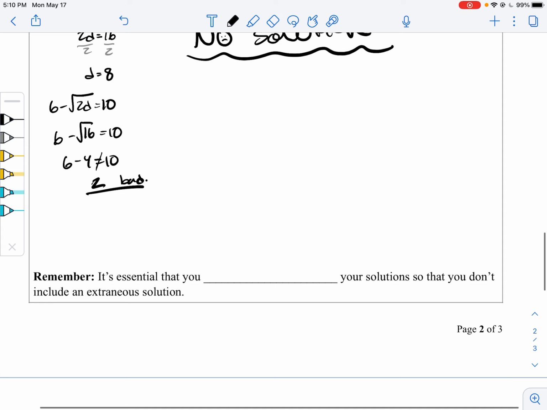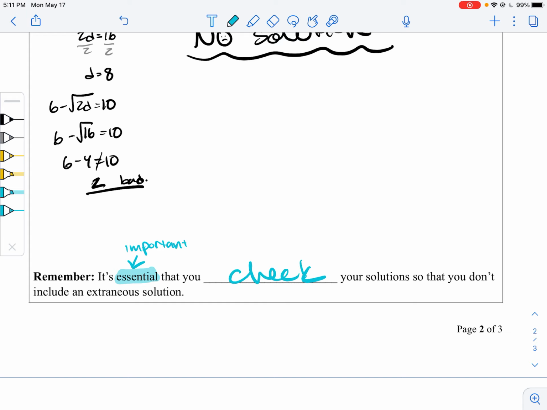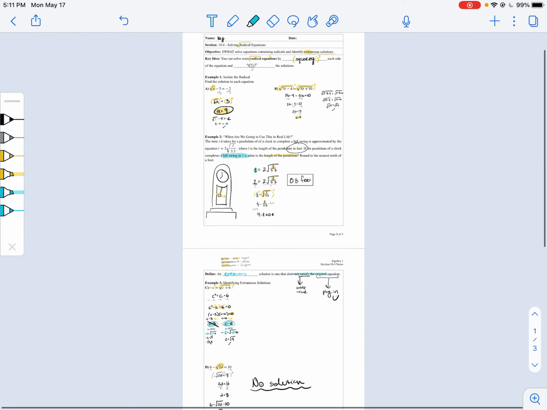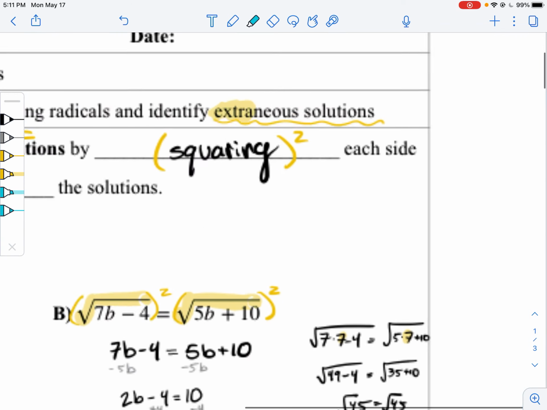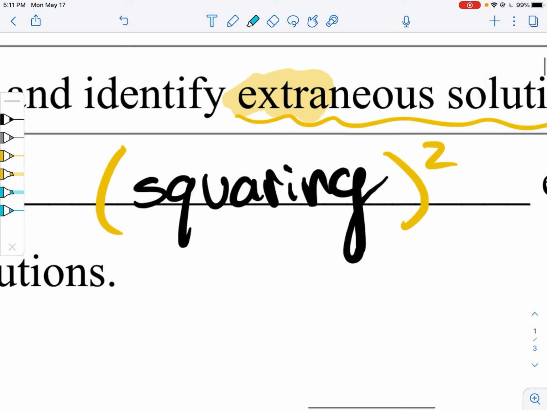So remember that it is essential, it is required, it is important, necessary, that you check your solutions. Otherwise, you'll be left with an extraneous solution, looking like a fool with an extraneous solution. Anyway, have a wonderful time on your homework.